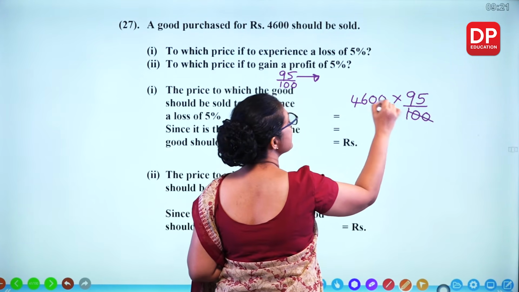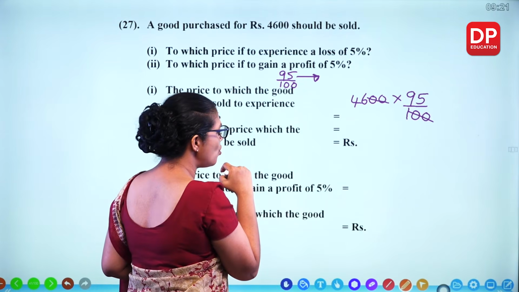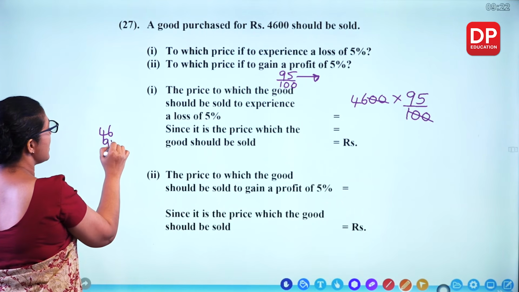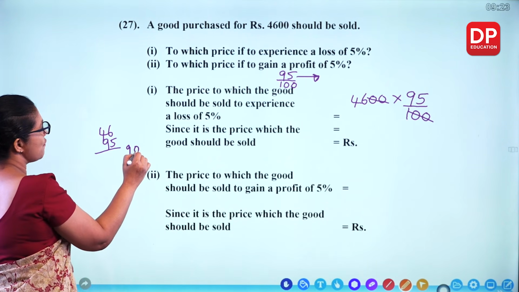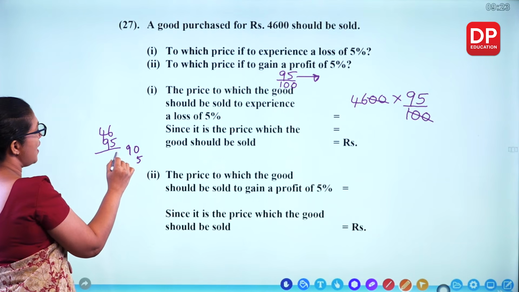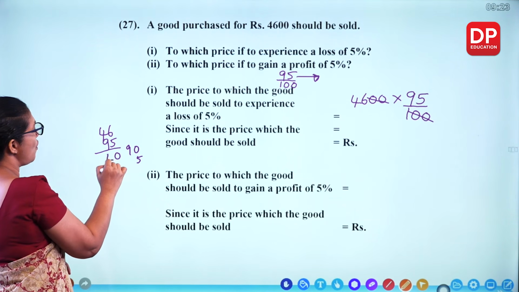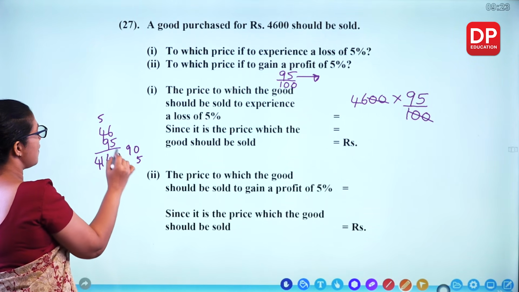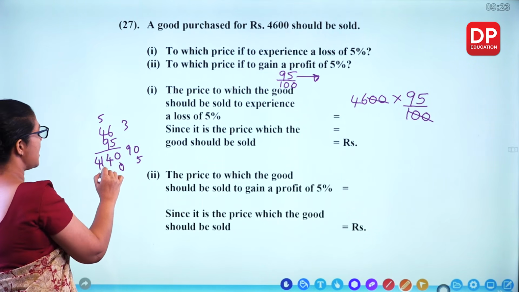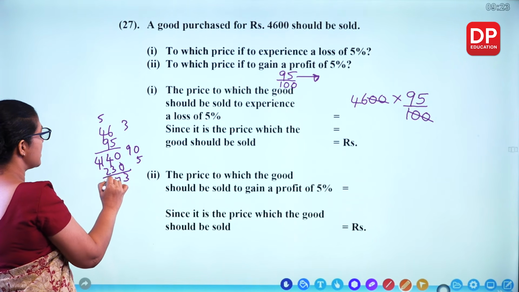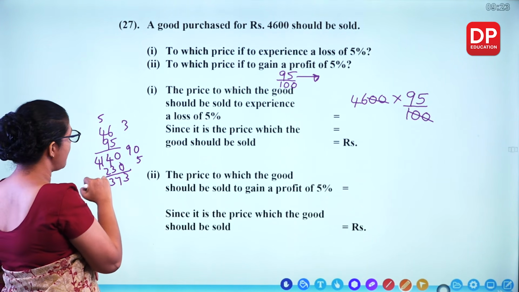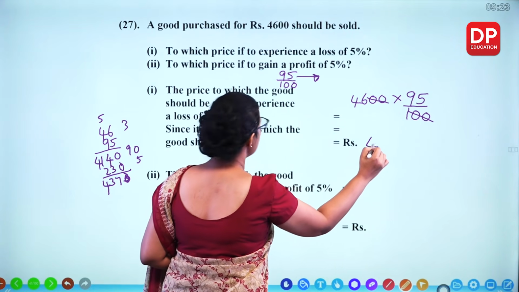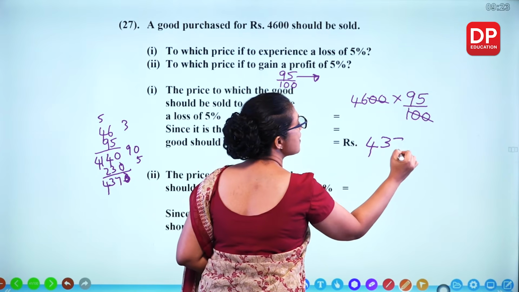95 over 100. So, what's the value? 2 zeros get cancelled out. 46 into 95. So, multiply 46 into 95. 90 times 5, 90 and 5. So, 0. 9 times 6, 54. 9 times 4, 36 plus 5, 41. And 5 times 6, 30. 5 times 4, 20. And 3, 23. So, you get 4,370. So, 4,370 rupees.